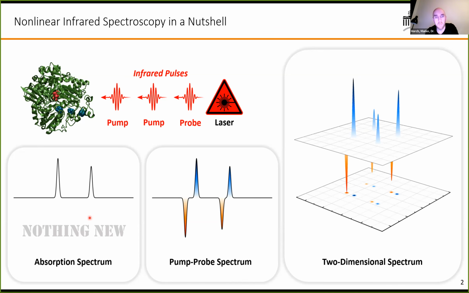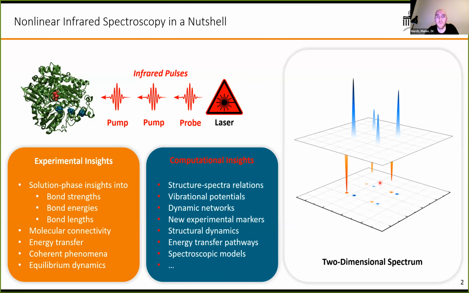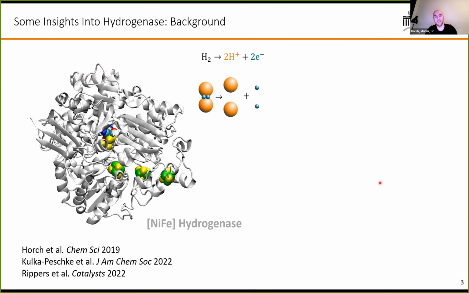So the more pulses you add to your experimental sequence, the more signals you get in your spectra and the more information you can extract. So what kind of information is this? Very basically speaking, you can get detailed insights into solution phase structure, bond strengths, and so on and so forth, as you'll see. In particular, we can also gain insights into different types of dynamic phenomena. We also typically complement this with computational tools that expand those insights that can be directly obtained from the experiment. With this introduction, let's have a look at what kind of information we can actually gain.